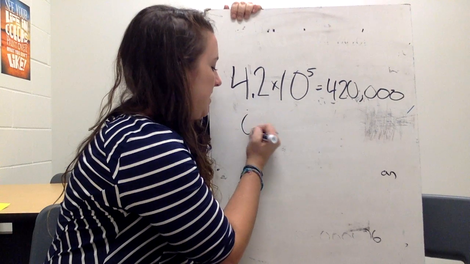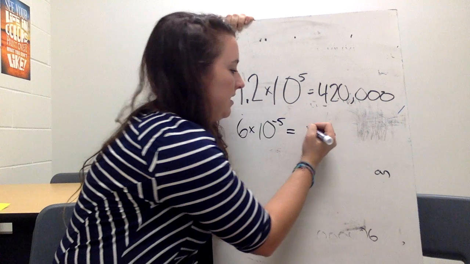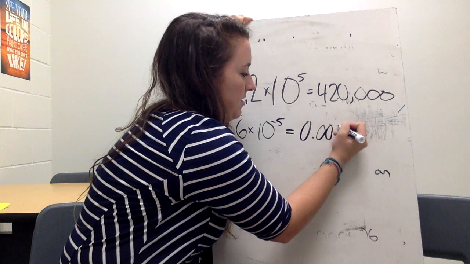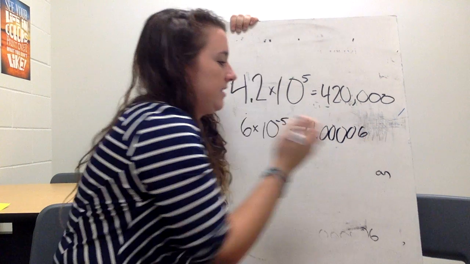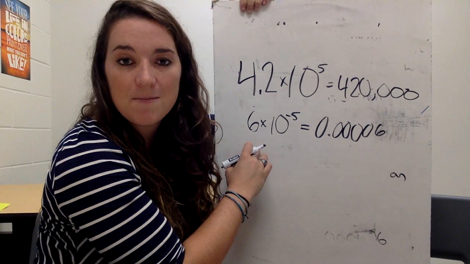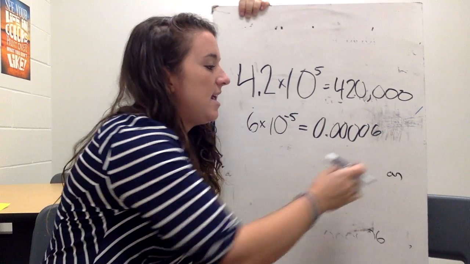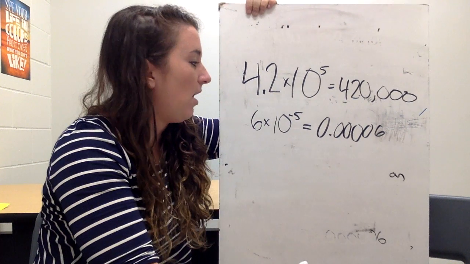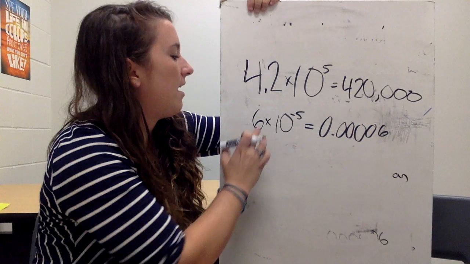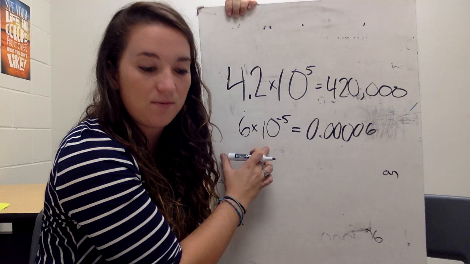For the next one, I have 6 times 10 to the negative 5th, which equals 0.00006. Is this a really big number or a really small number? Right, it's really small. So this scientific notation is helping us write a really small number. Is our front number between 1 and 9? Yeah, and our second number is 10 raised to an exponent.